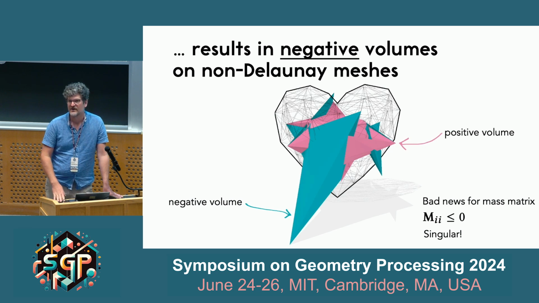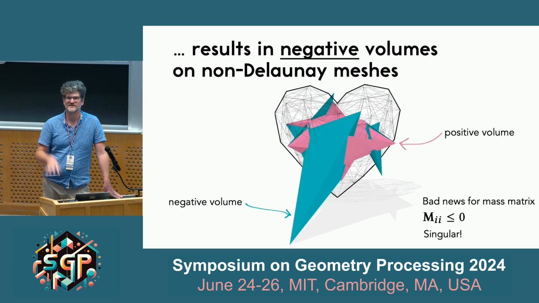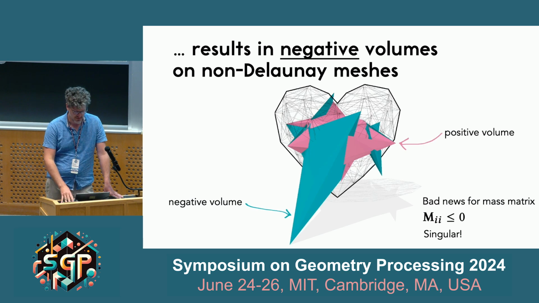In particular, when we go to write the mass matrix, which is simply the volume of each of these local regions along the diagonal, we could get negative values, or we could even get zeros. Our matrix could be singular, and everything will blow up.